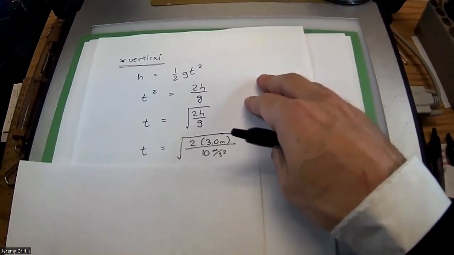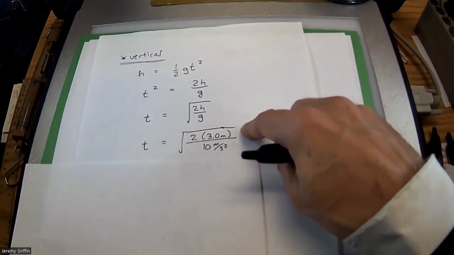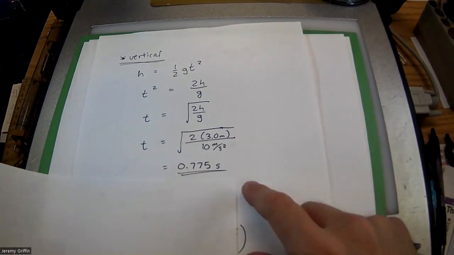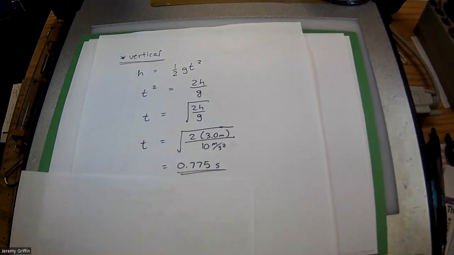I went ahead and saved that for the end here. 3-meter height drop, 10 meters per second squared gravity field. Got that many seconds time of fall.